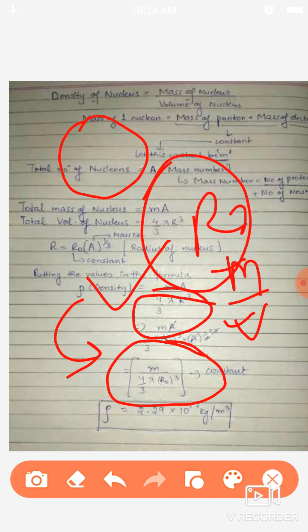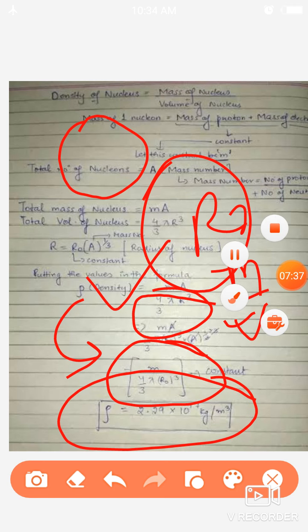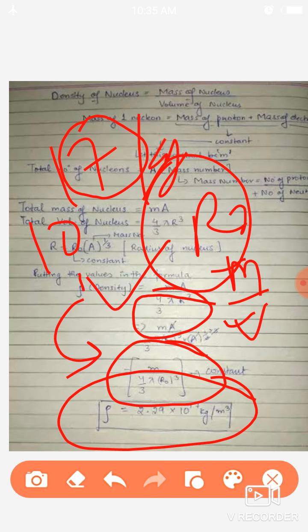By help of this we find one thing, that the density of nucleus is a constant, and it is much larger than other substances. So we can say that every atom's nucleus has the same density, and it is of the order of 10 raised to the power 17 kilogram per meter cube.